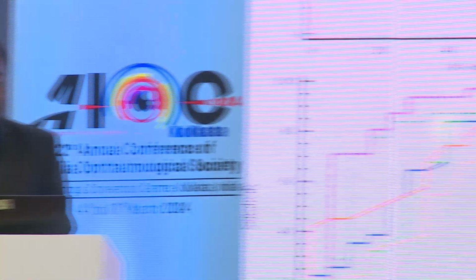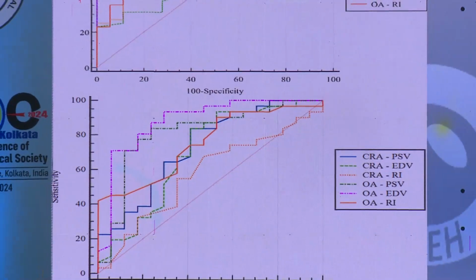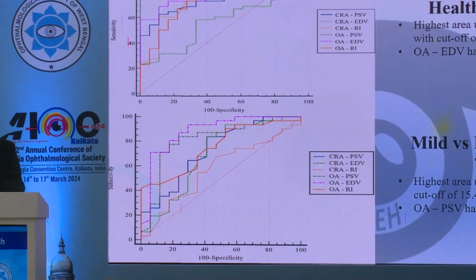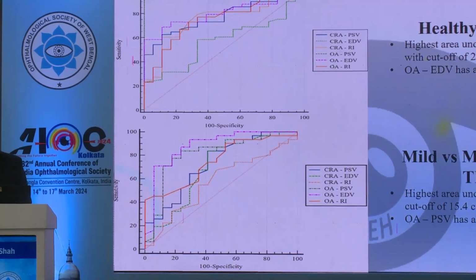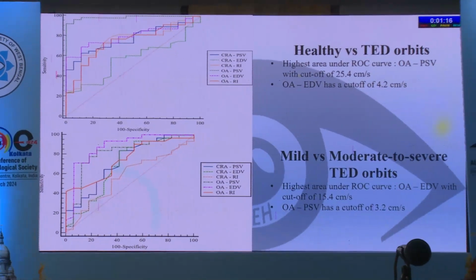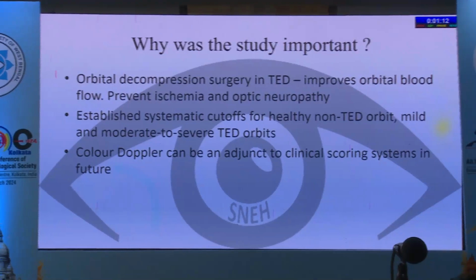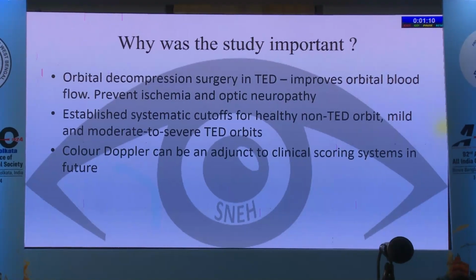And when compared with the normal controls, the thyroid group had significantly reduced perfusion indices. So using this, we made an area under curve analysis. When we compared the healthy with the thyroid orbits, we found that ophthalmic artery parameters had a very high area under curve, almost 0.9, and we could establish some cutoffs, and we could also establish cutoffs to determine the severity of the disease.